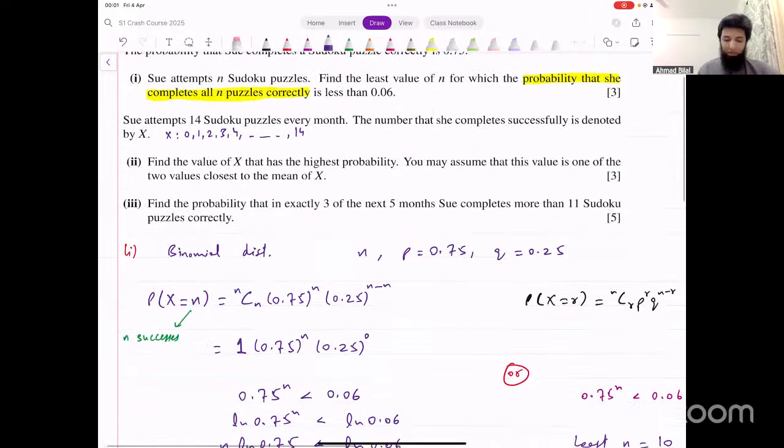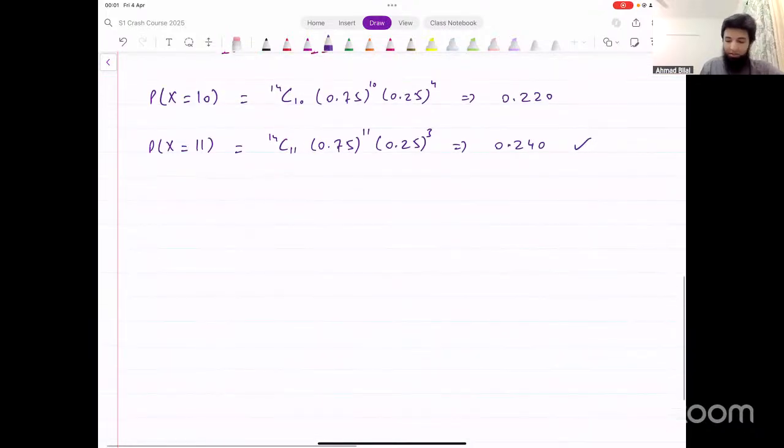Now, what did they ask for? They asked us for the value of x that has the highest probability. They did not ask us for the probability. They wanted us to write down the value of x that has this highest probability. It's x equals 11.